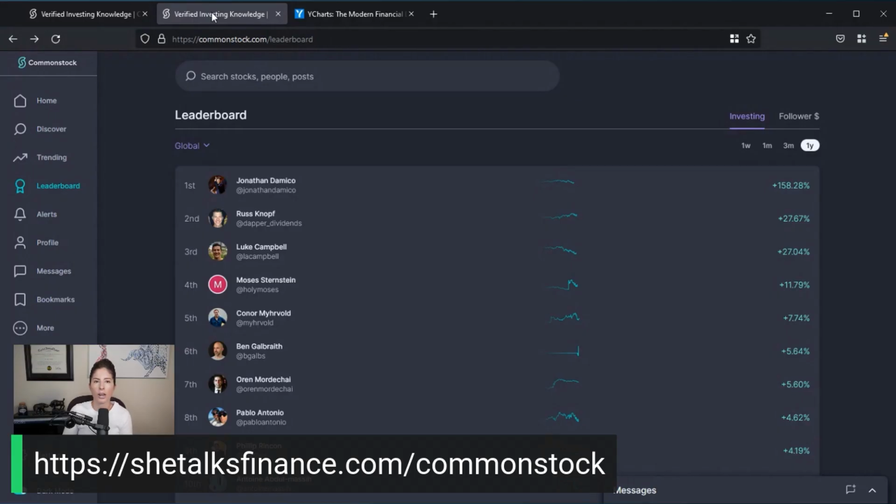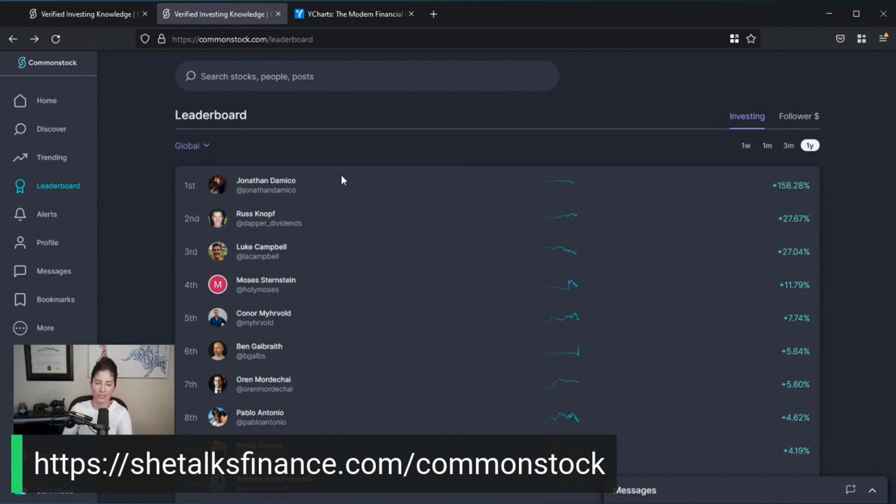So I'm going to move over to Commonstock, because Commonstock is actually a platform where traders and investors can connect their actual brokerage accounts, from whatever brokerage you may have, and you can actually see other people's portfolios. So I thought this would be a really good way to show how people on their leaderboards are positioning their portfolios.